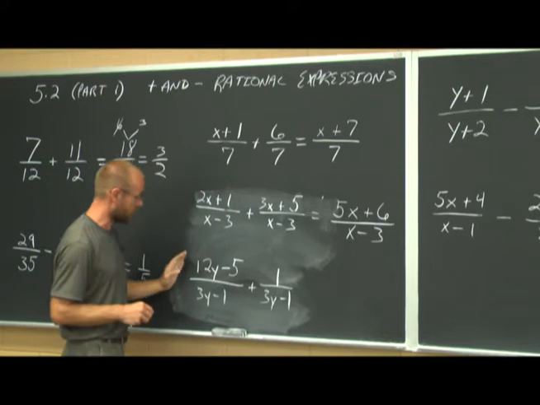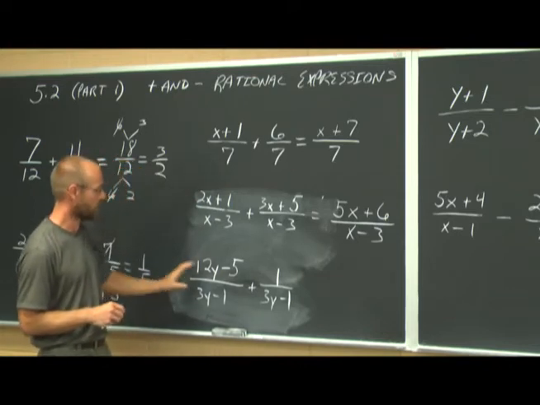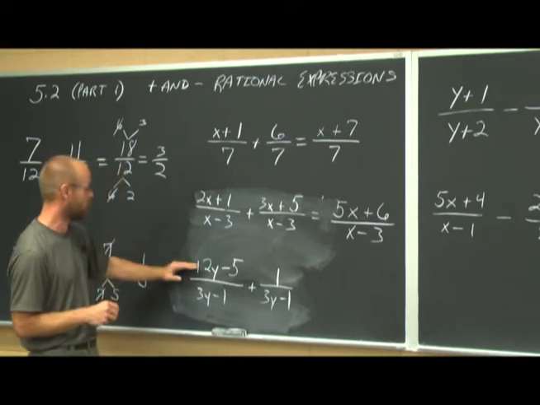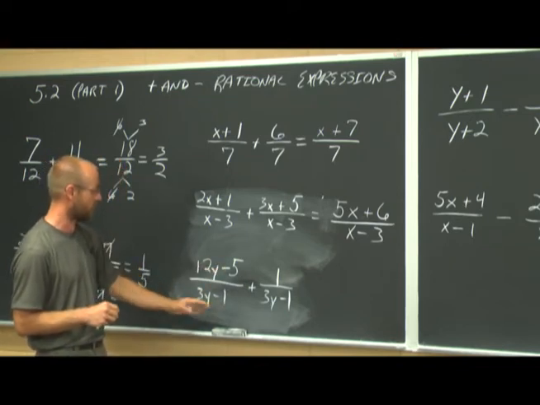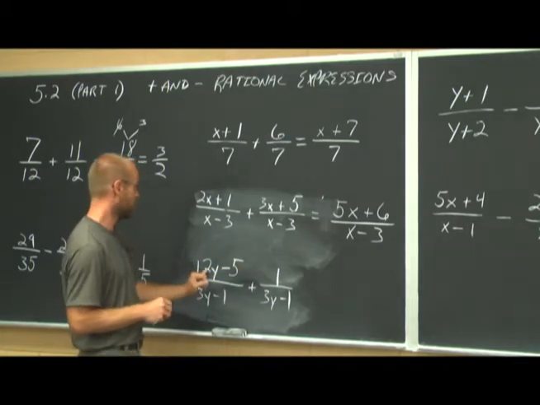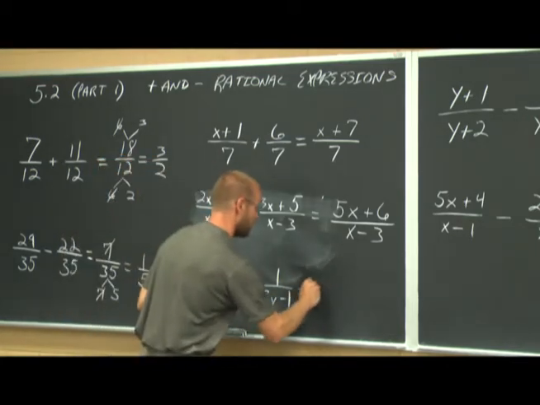All right, let's look at another example here. Here we just have the quantity 1 over 3y minus 1. And we have (12y minus 5) over 3y minus 1. We want to add these. So I'm just going to combine the numerators. 12y, no other y term.